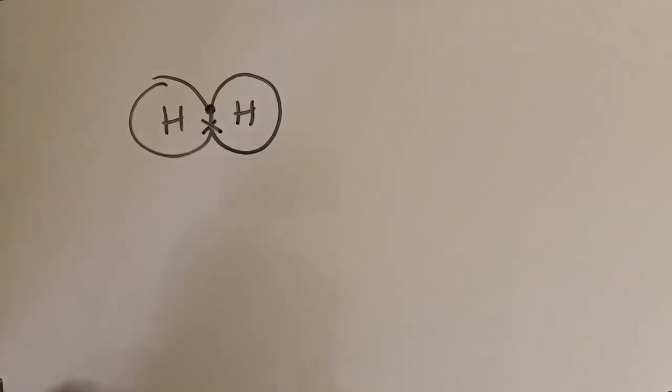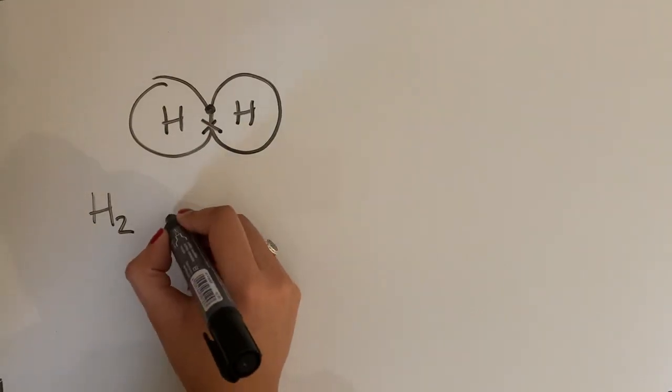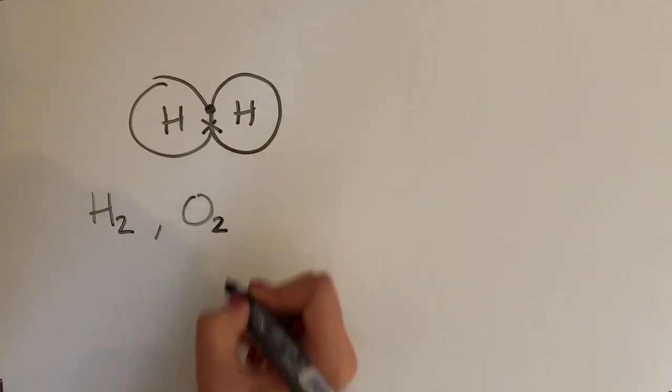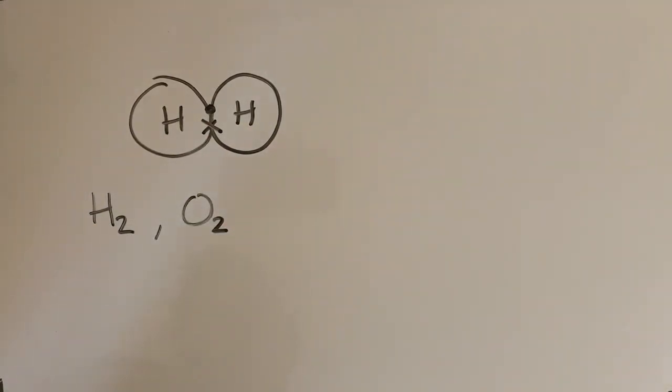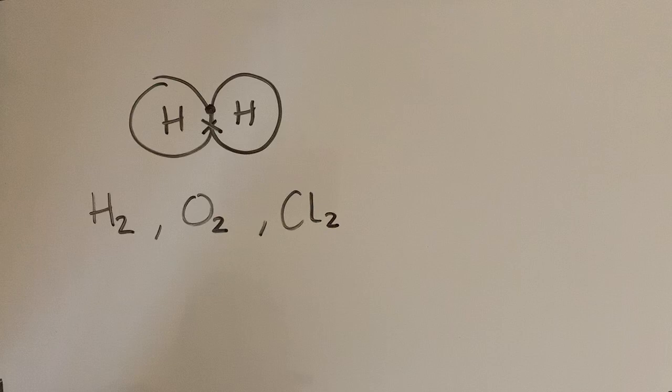This is H2, and the same thing would happen if we had O2, because both the atoms in O2 are oxygen. The two shared pairs of electrons in the middle will lie exactly between those two oxygen atoms because both those atoms are the same. Same thing would happen with anything that's essentially diatomic. The electrons will lie right in the middle.